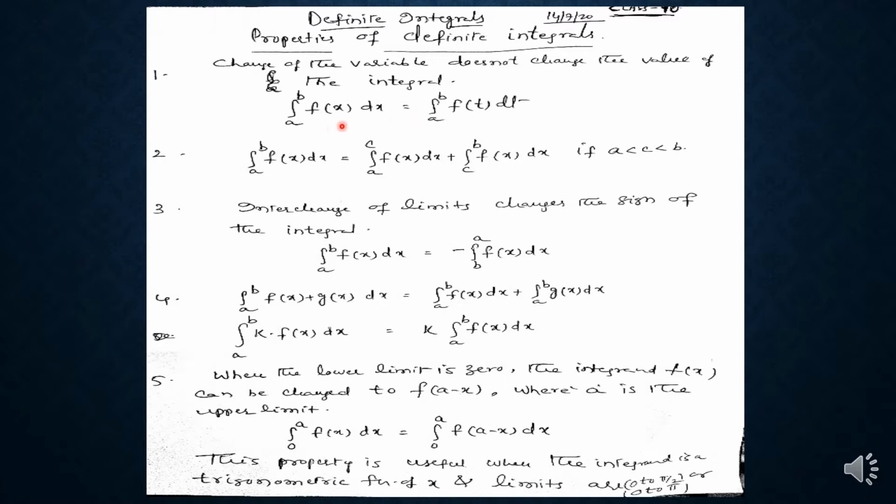On the left hand side we have taken the variable x, and on the right hand side we have taken the variable t. The limits are the same, so there is no change. The value of the integral does not change if we change the variable. So that is the first property: change of the variable does not change the value of the integral. That means the definite integral does not depend upon the variable of integration. It depends on limits only.